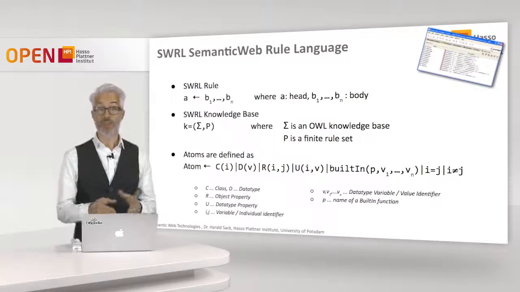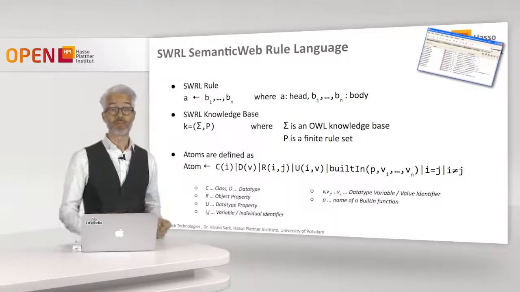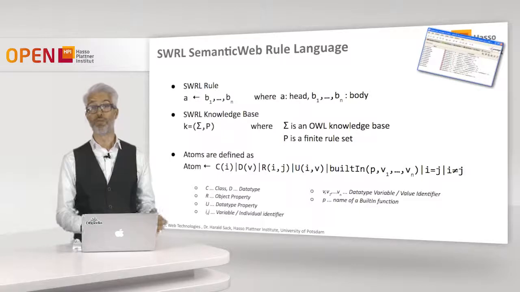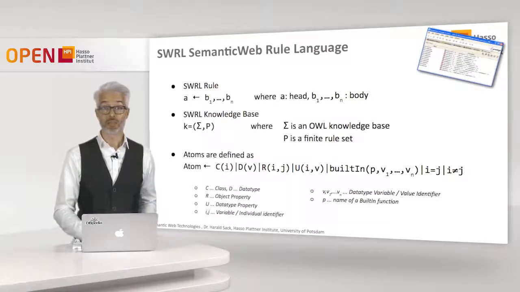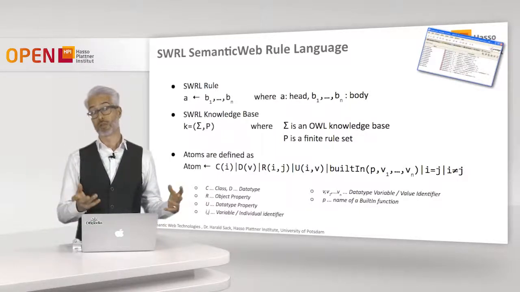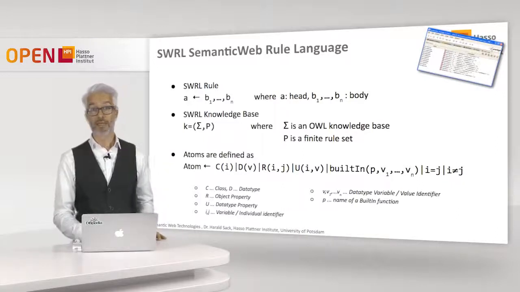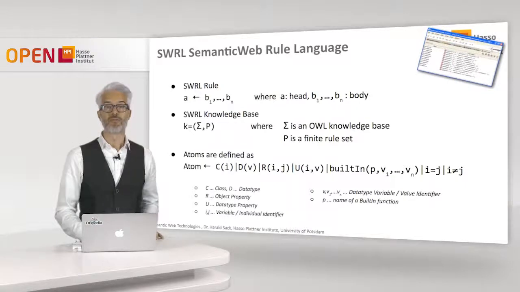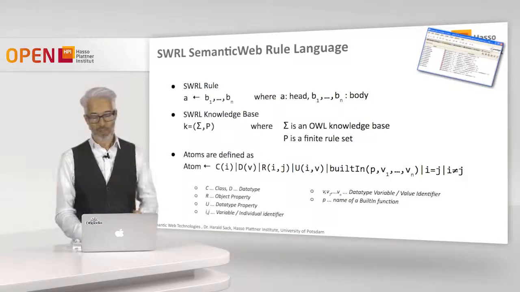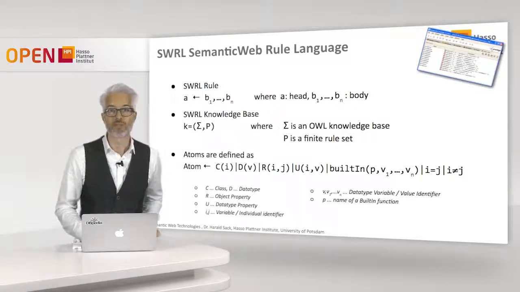Then there is something special in SWRL. There are so-called built-in functions. They usually refer to P, which is the name of the built-in function, which can be, for example, a string manipulation function or something else. And then you have specific variables, data type variables or value identifiers on which you apply this built-in function.